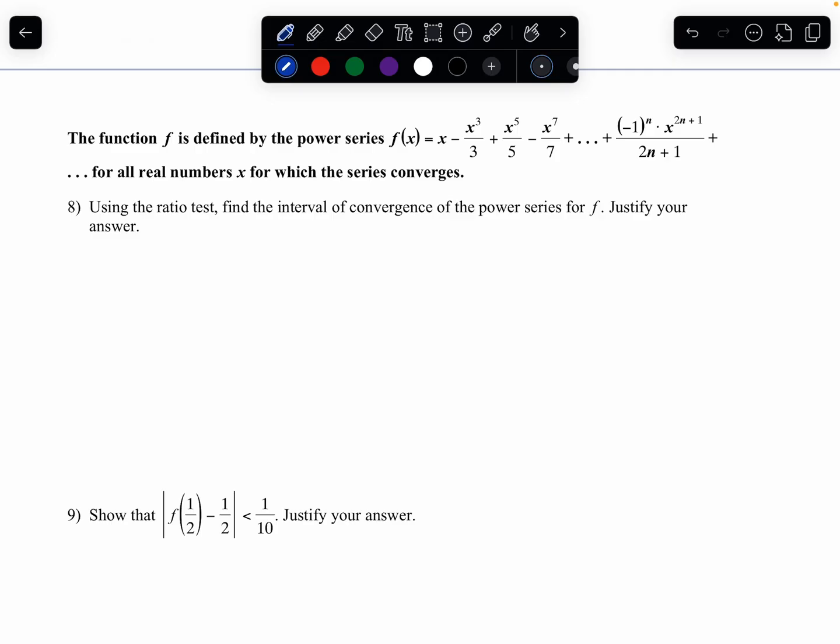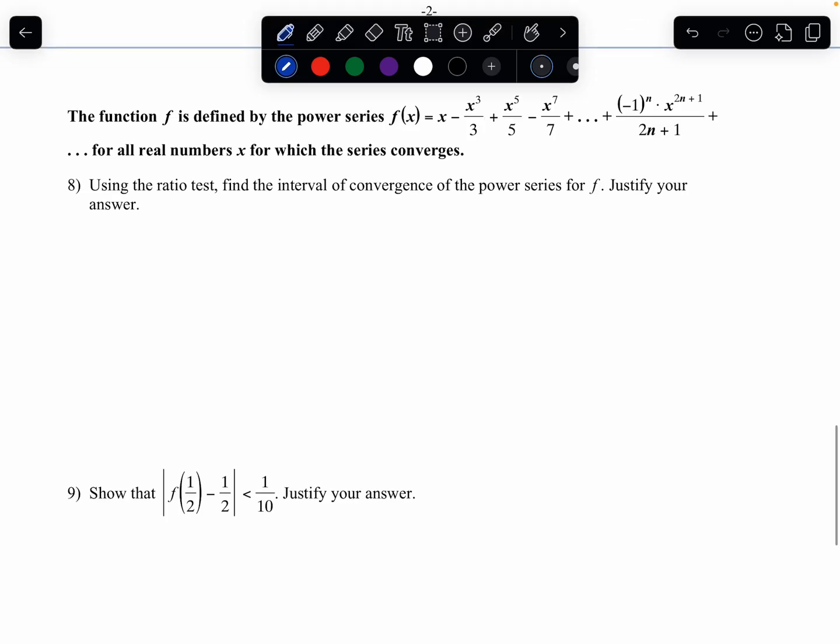So a function f is defined by the power series f of x is equal to x minus x to the third over 3 plus x to the fifth over 5, and so on and so forth, for all real numbers x for which the series converges. Using the ratio test, find the interval of convergence of the power series for f. Justify your answer.